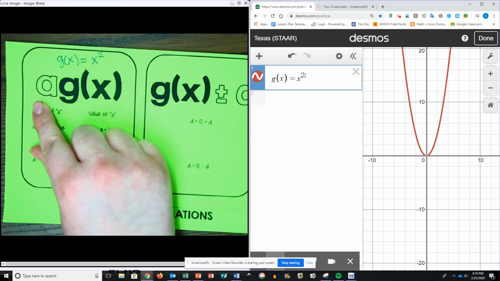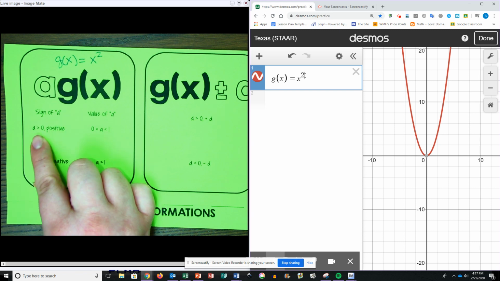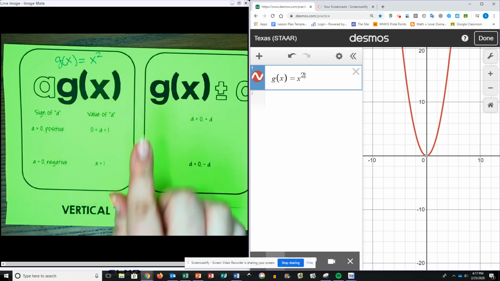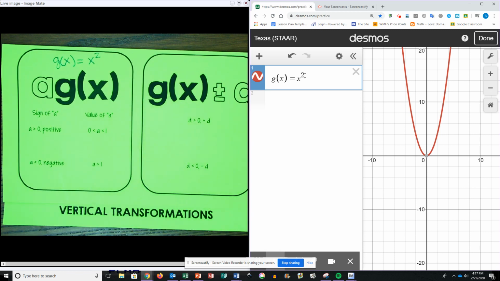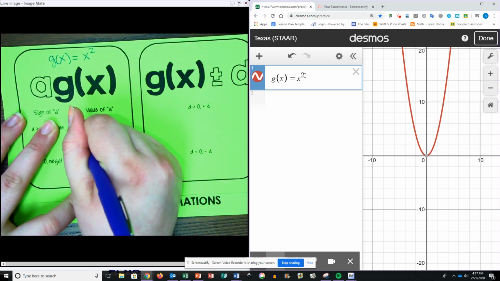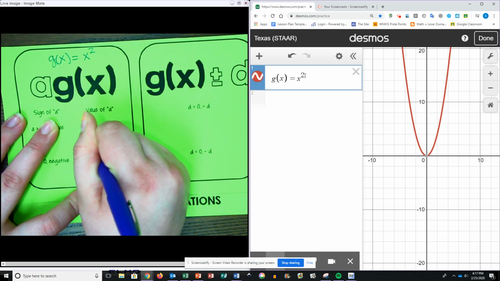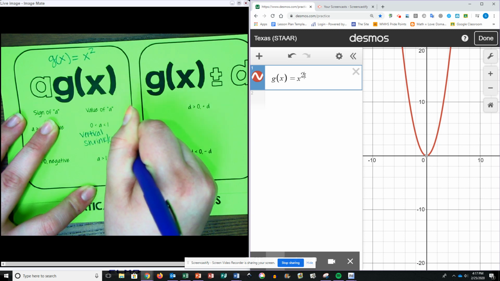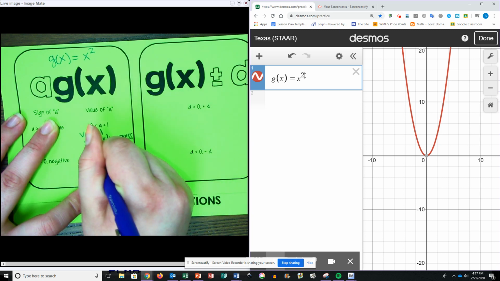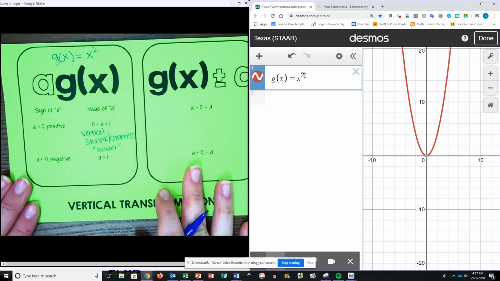Okay, if we have a number that comes before x squared, so a number or a coefficient before x squared, here it's a sign of a. If a is greater than 0, then our parabola will be positive, meaning it will be upright like it is right now. If the value of a is between 0 and 1, meaning it's a fraction, then we will see what we call a vertical shrink or compression. And we will see the graph get wider. We'll look at an example of that here in a second.